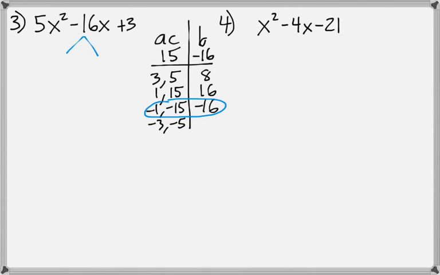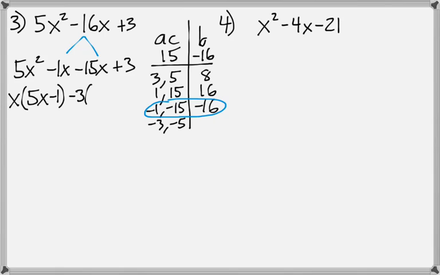So it's going to be a negative 1x minus 15x. Now the first term and the last term, the outside terms, I just bring those down. So the 5x squared and the plus 3, those just come down. Now that I have four terms here, I can factor by grouping. So I want to take an x out of the first two, leaving me with 5x minus 1. And I can take a negative 3 out of the second two, leaving me with 5x minus 1.